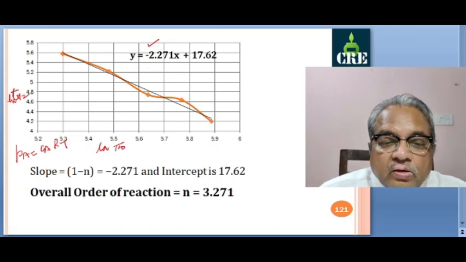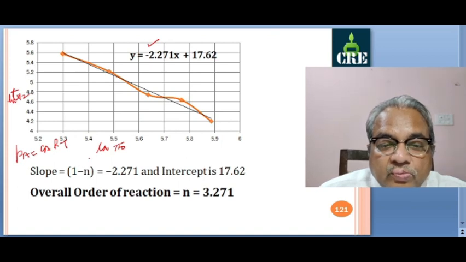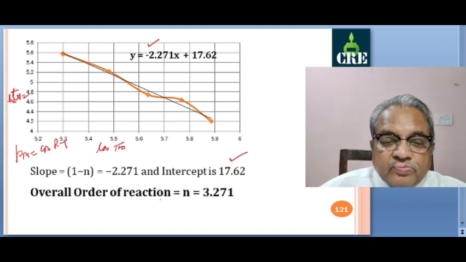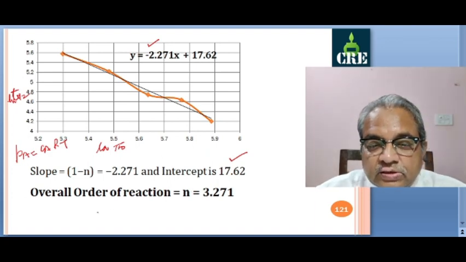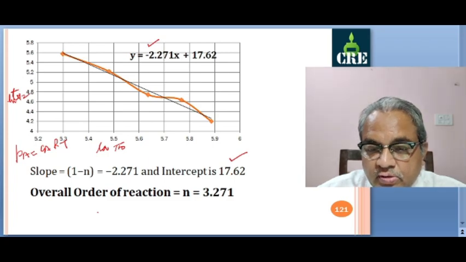So here 1 minus n is minus 2.271. The intercept is this; we are not interested in this value. We want only n. So n is equal to 1 plus this, that means 3.271. So the overall order of the reaction is 3.271.